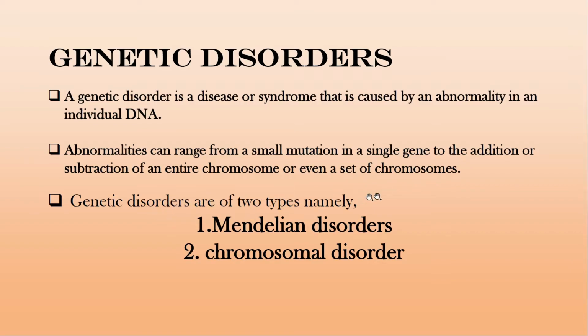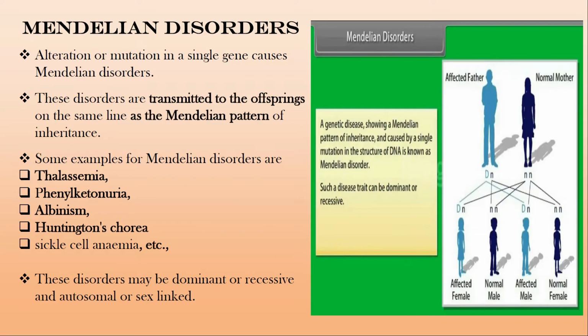So genetic disorders are of two types, namely Mendelian disorder and chromosomal disorder. The first one is Mendelian disorder. Alteration or mutation in a single gene causes the Mendelian disorder, and it can be transmitted from the parents to the offspring in the same line, and so it is called the Mendelian pattern of inheritance. Some examples of Mendelian disorders are Thalassemia, Phenylketonuria, Albinism, Huntington's chorea, sickle cell anemia, etc. And these disorders may be dominant or recessive, or they can be present in the autosomal chromosome or sex-linked chromosome.